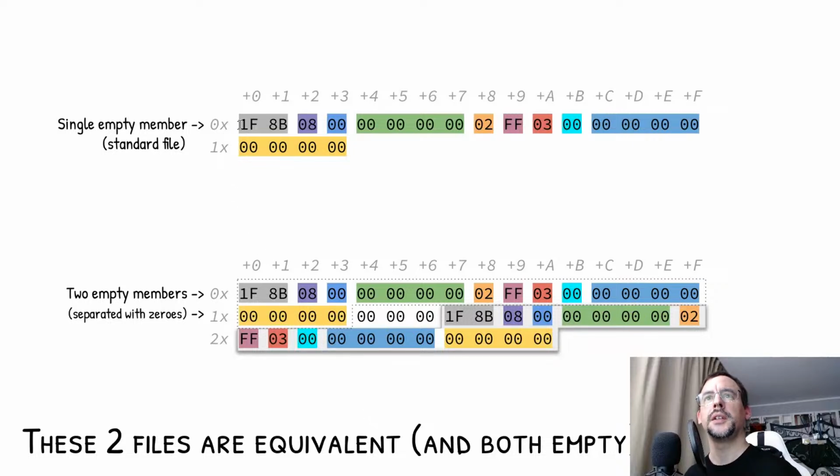So this is a single empty member, again with empty content. And this is exactly the same thing. It's just two members being empty. And you can even put some zeros between the members as long as it's null, and it's fine. So these two files are equivalent.